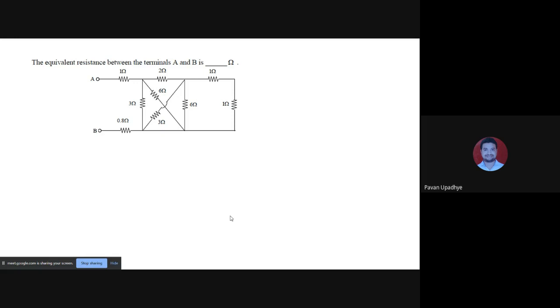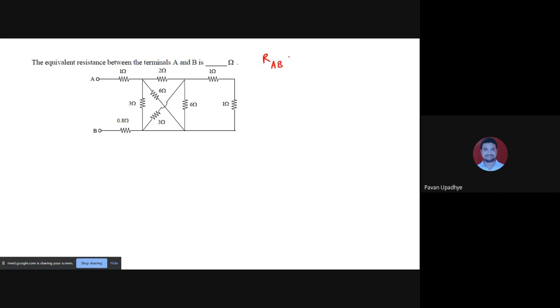So this was a numerical that appeared in the GATE examination, and here we are supposed to find out the resistance between the terminals A and B. Many of you may find it very easy and some of you may find it difficult. So let me firstly tell you what finding resistance between A and B actually means.